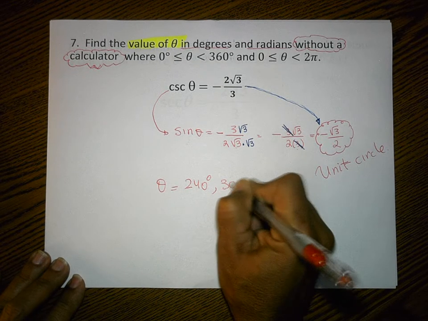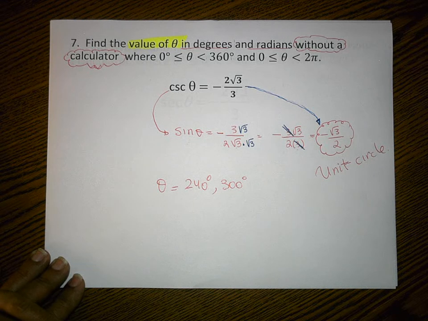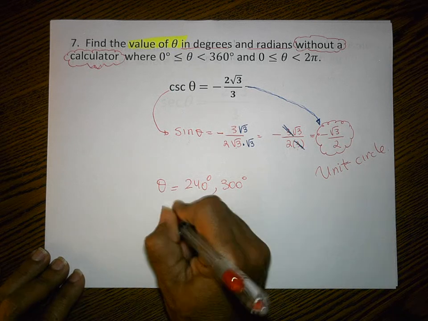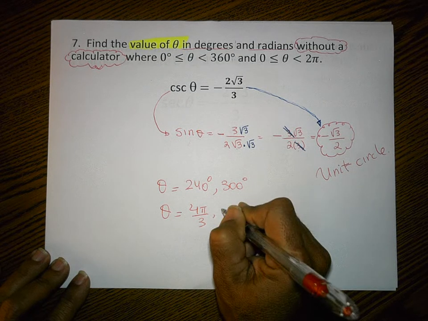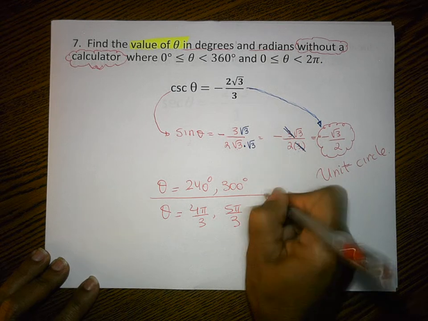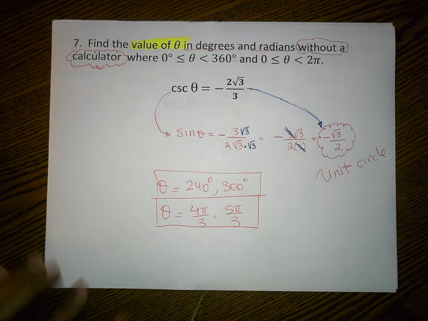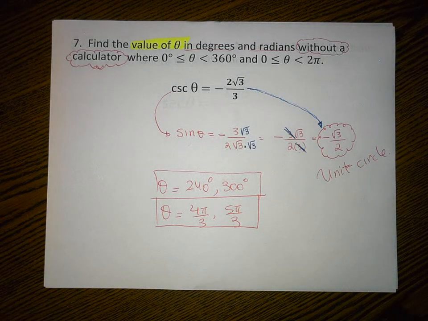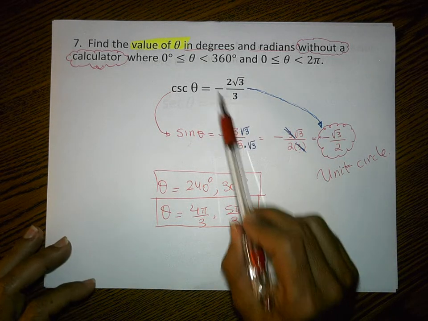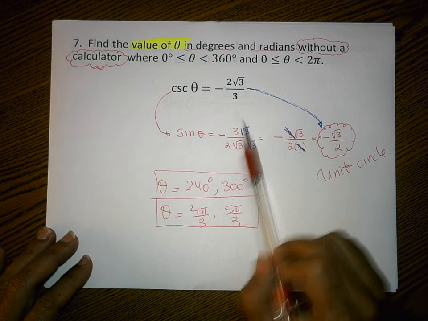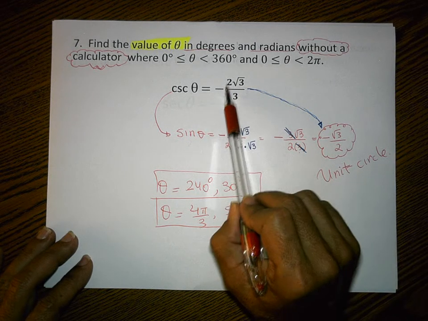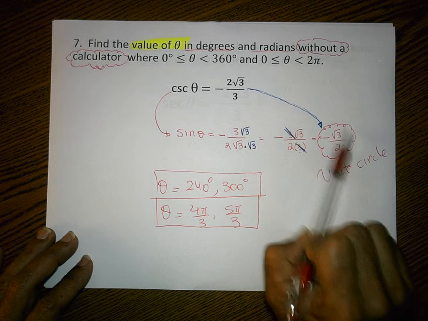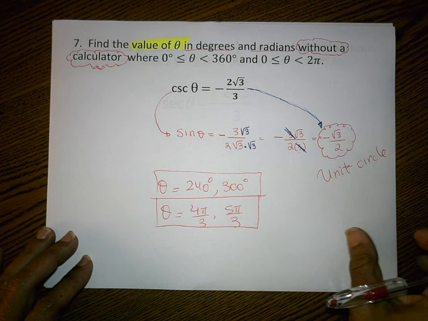Those are the only two possible angles where the sine is -root 3 over 2. In radian form, that would be 4 pi over 3 and 5 pi over 3. So those are my two answers in degrees and in radians. And that is just by knowing that cosecant is related to the sine, I can flip it, rationalize it, and get my answer. Whenever you see 2 root 3 over 3, you know that was originally -root 3 over 2. Yep, I said it right.